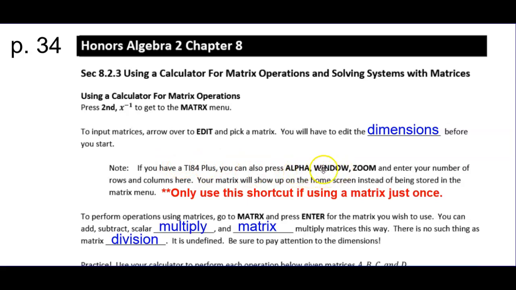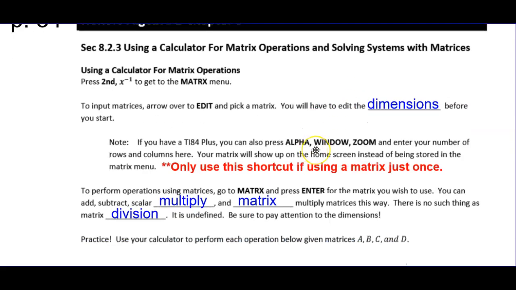There is a shortcut on the TI-84 Plus. You can do alpha window zoom, and then it will let you enter a matrix right on the home screen. The only issue with that is it's a nice shortcut if you're only using a matrix once, but if you have any intention of coming back to the same matrix and using it again, you'd have to retype the whole thing. So it's often best to enter it in the matrix menu and then go back and use it whenever needed.